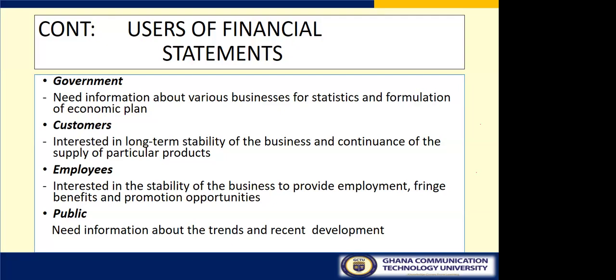Maybe they pay you every 3 months, every 6 months, every 2 months. It's a signal to you that this business cannot survive for a longer time. So employees are interested in the financial stability of the business. Fringe benefit. What is fringe benefit?